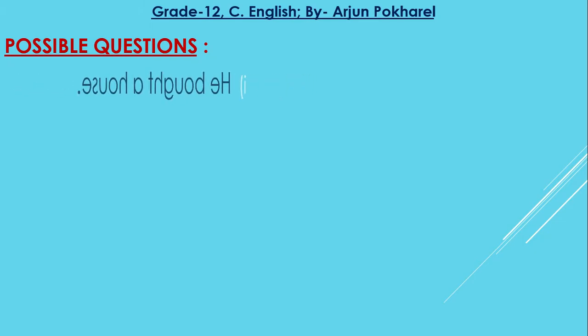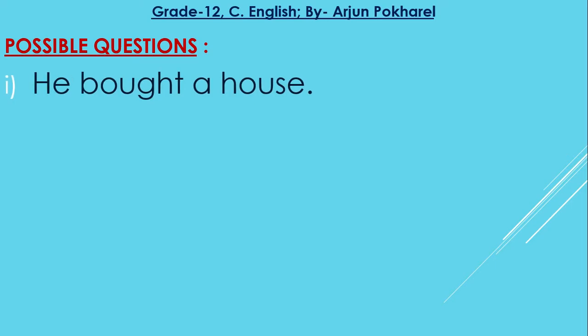Okay, the questions can be, for example, "he bought a house". Okay, such types of questions may also be asked. Okay, "he bought a house", this is simple past tense here. Okay, and "they have Scorpio", only have is there, no have plus V3 is there. That's why this have here functions as a main verb.